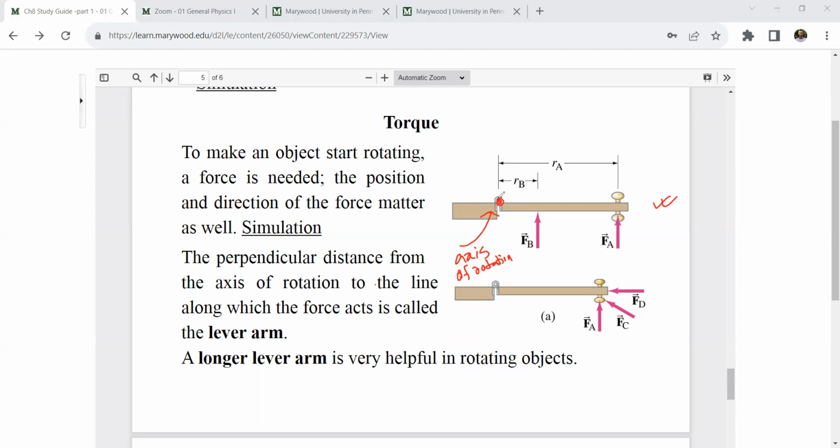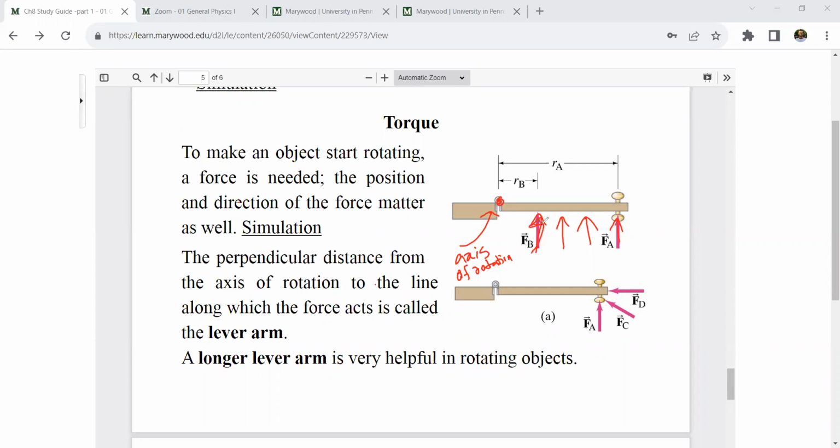Now to open the door, what do we have to do? We have to apply some force. It's just a linear force, the force that we learned in chapter 4. So where should we apply the force? We can apply the force here, or anywhere, right? We have the choice.